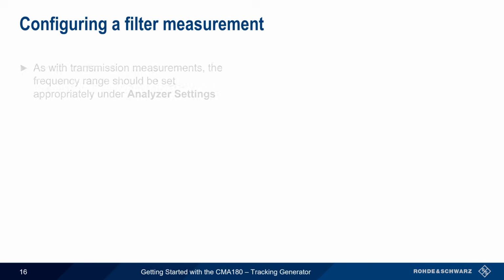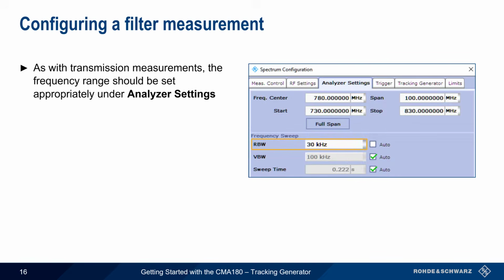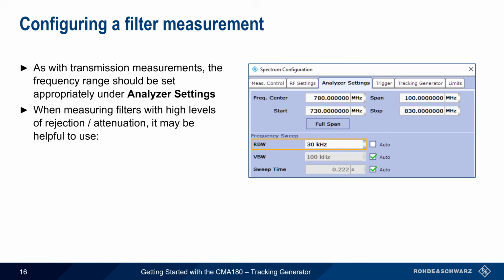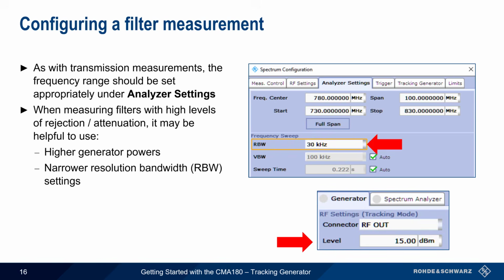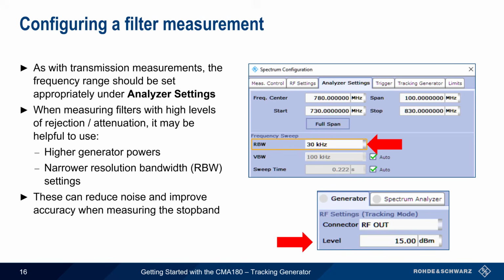As with transmission measurements, the frequency range of interest should be configured under Analyzer Settings. Note that when making measurements of filters that have very high levels of attenuation, about 60 to 70 dB or more, there are two additional settings that may be helpful. The first of these is configuring a higher tracking generator output power, and the second is using a narrower resolution bandwidth or RBW setting. Adjusting both of these settings can help to reduce measurement noise in the stopband regions, and thus allow a more accurate measurement of the attenuation provided by the filter.